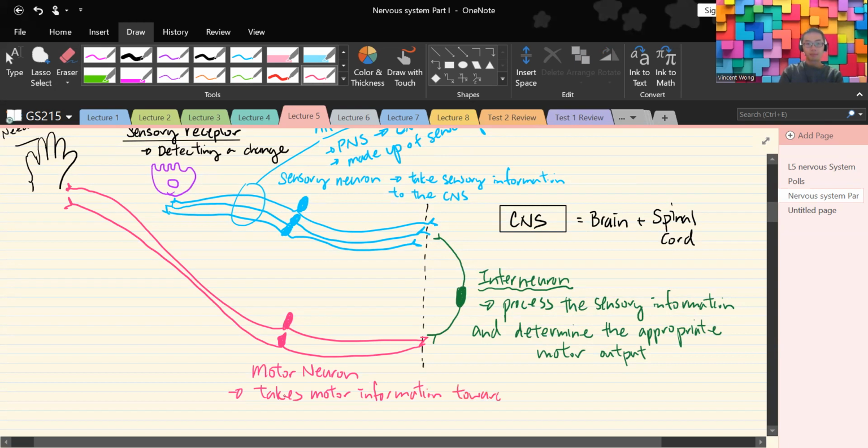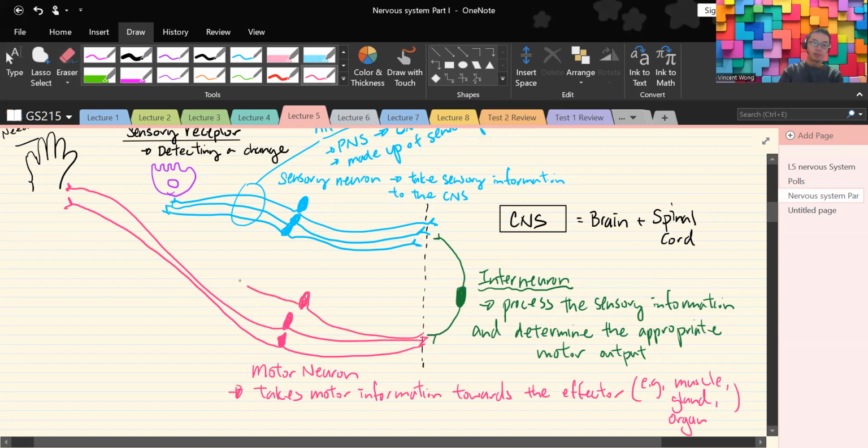Okay, so it takes motor information towards the effector. Okay, so the effector could be a muscle, a gland, or an organ. Okay? Don't confuse this effector with the effector that we learned in the previous unit. Okay, it's not related.